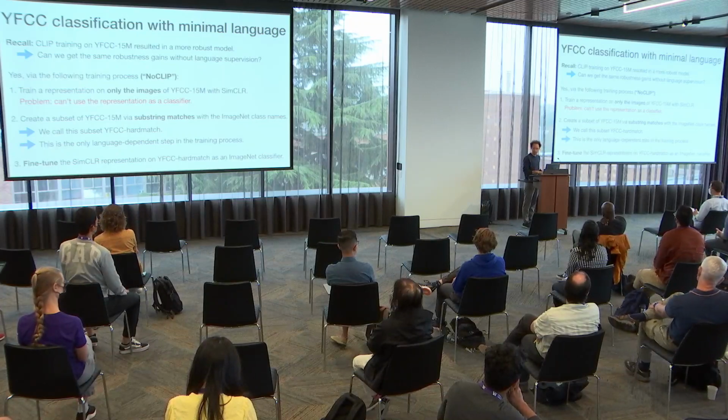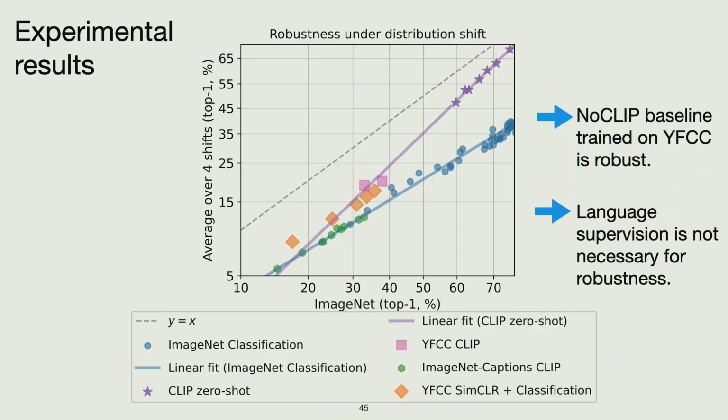Let's see how it looks on the scatter plots. And so this is where they end up. Now we have the orange diamonds. This is the baseline, YFCC SimCLR plus classification. And it's basically pretty close to where the CLIP models are, right? The green points were CLIP on Imagenet captions. Now we have no CLIP on YFCC, and we get almost the same robustness. It's maybe a little bit lower, a bit hard to tell, but it seems like you could get at least a large chunk of the robustness from YFCC with minimal text supervision.